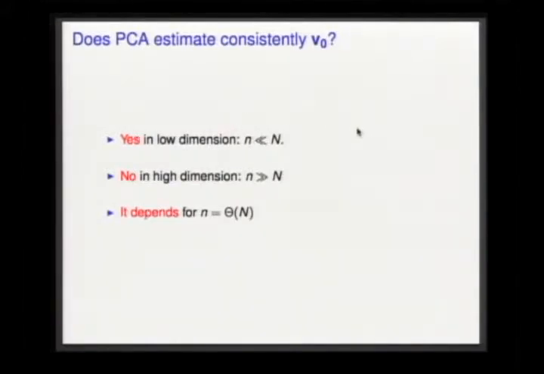We can easily recover the vector V0. In the reverse case, we can't say anything. And in the middle, in the case where small n and big N grow together, it really depends on the ratio between these two and the value of the signal-to-noise ratio.